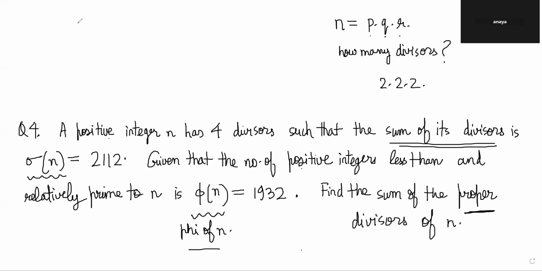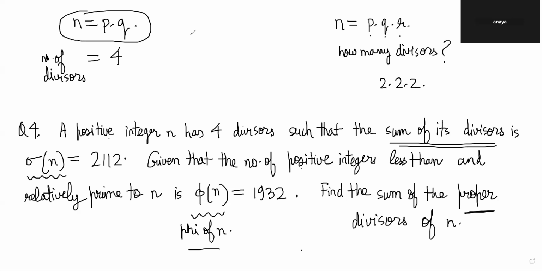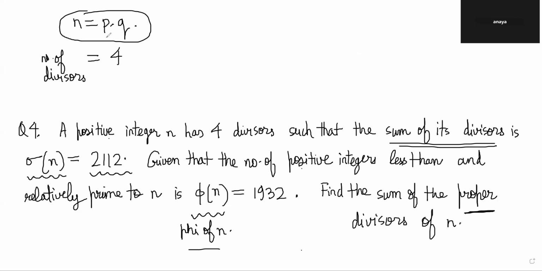So if n is p into q, how many divisors are there? 4. So I did that and I got that 1 plus p plus q plus pq is going to be equal to 2112. So then if you factor it, you get (p plus 1) times (q plus 1) is 2112. Right? So n could be like this.